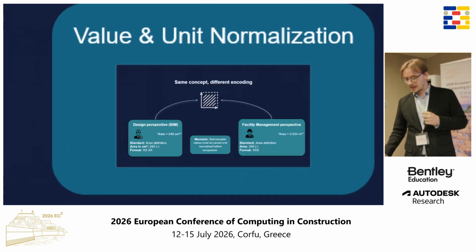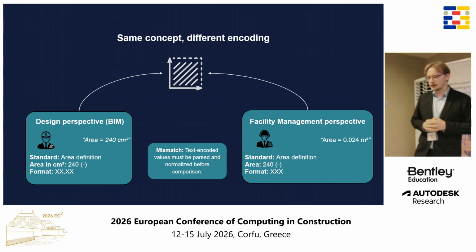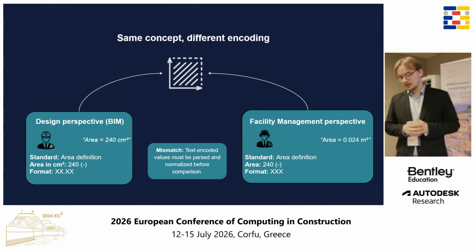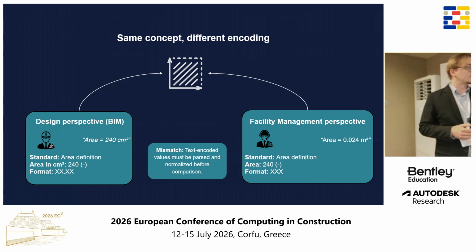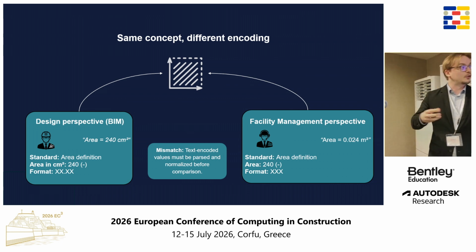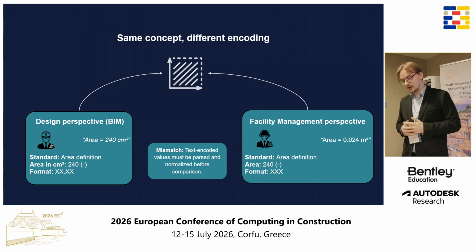And for the last type, we will find the value and unit normalization. So here we have the same concept, but different encoding. So for example, in the design perspective, we have an area defined as 240 square centimeters. And on the right side, on the facility management perspective, a different kind of area value is attached to it. So here we have, for example, 0.024 square meters.